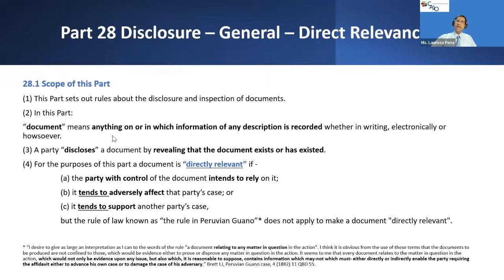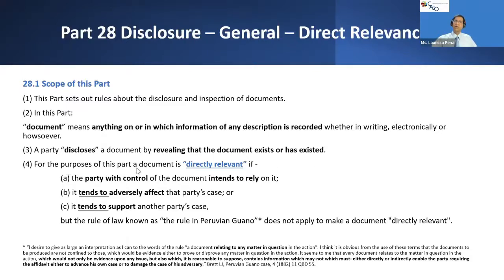A document is anything on which information of any description is recorded, whether in writing, electronically, or however. So this is very broad. That's what a document is. Disclosure means revealing that a document exists or has existed. So it's not just what you have, it's what has been in existence.